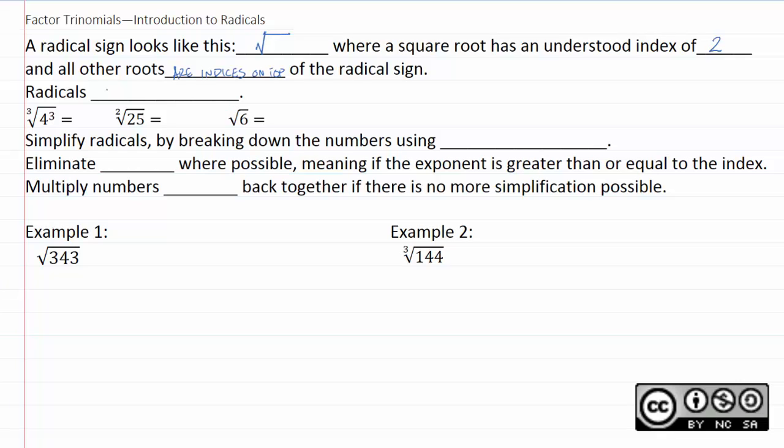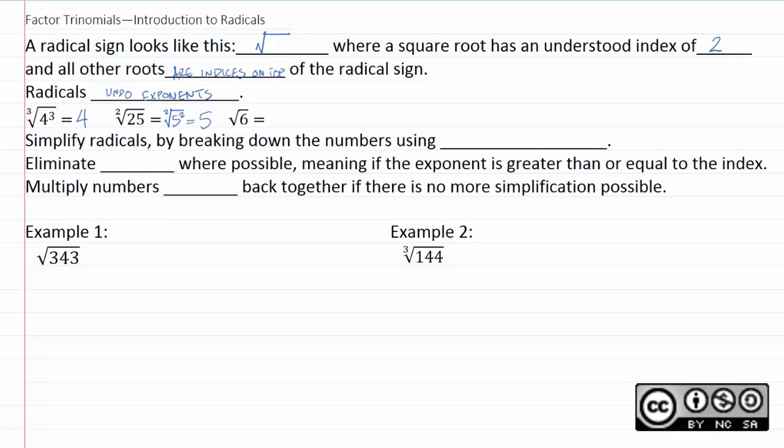Radicals are nice because they undo exponents. If we have an exponent in an equation, we can use radicals to get rid of it. So for instance, this is the third root. We also call it the cube root of 4 to the third. That simplifies to just 4. The square root of 25, you can write that as the square root of 5 squared. Again, we have this match between exponent and index, and for that reason, we can simplify this and it just equals 5.